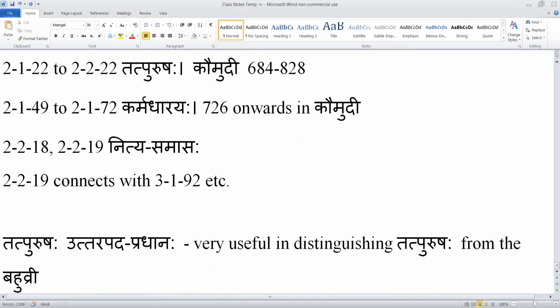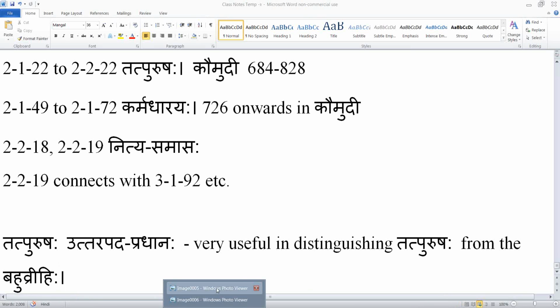Bahuvrihi. Okay, but let's follow the book now. This is just a side topic I mentioned to you. We're not doing Bahuvrihis right now. We'll get to them in due course, maybe later on in this year. What does the book say? So that one we got.